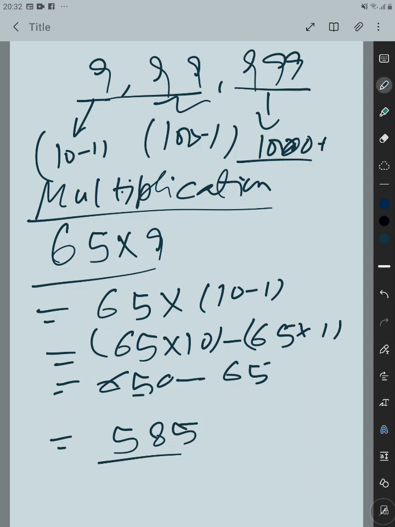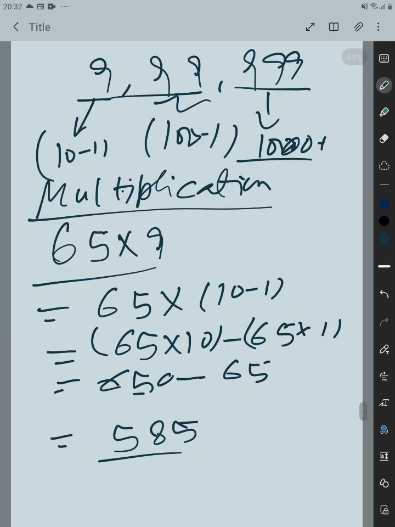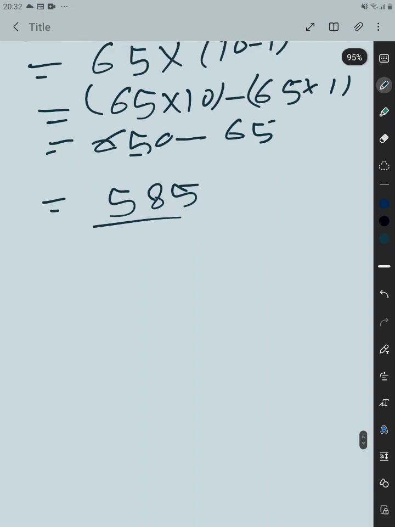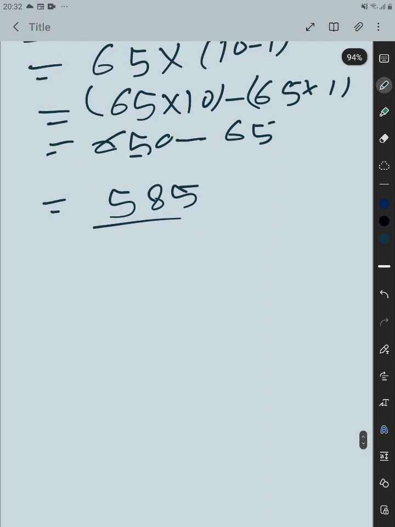So in this way, if you multiply or sum any number having 9 as a multiplier or 99 as a multiplier, it is quite easy. Okay, so till now we have seen that it is easy to add or subtract when the multiplication or sum involves 9, 99, 9,999.